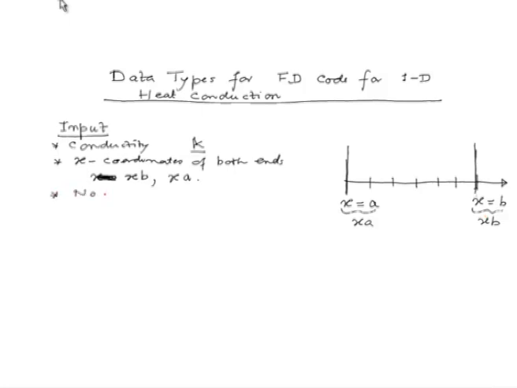Number of divisions or number of finite difference cells. So let us use a variable n div.